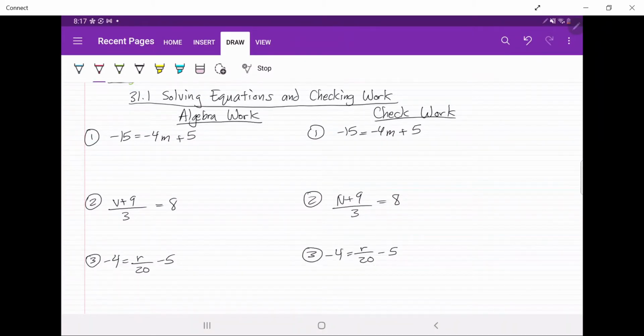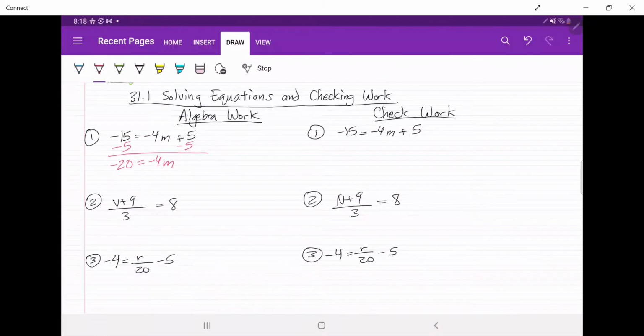We want to get m by itself, so we need to get variables on the right and numbers on the left. So instead of adding 5, we'll subtract 5 on both sides. And now we have negative 20. Negative 15 minus 5 is negative 20 equals negative 4m.